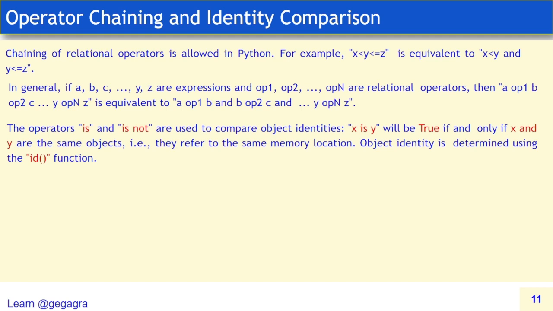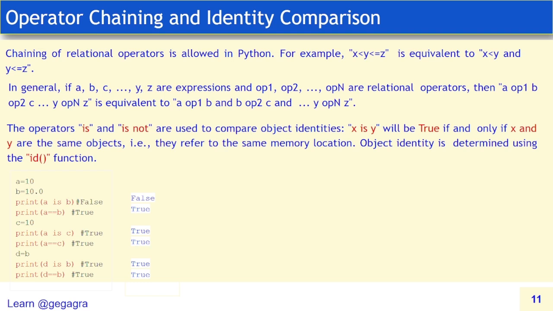Okay. Now suppose a is 10, b is 10.0. So if you compare a is b, not, because a is integer and b is 10.0, this is float, so they cannot occupy the same memory location, and that is why a is b will return false, like this.